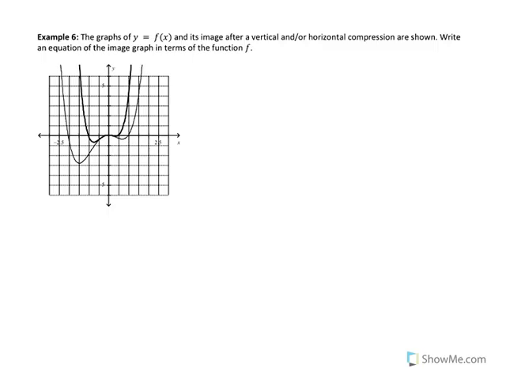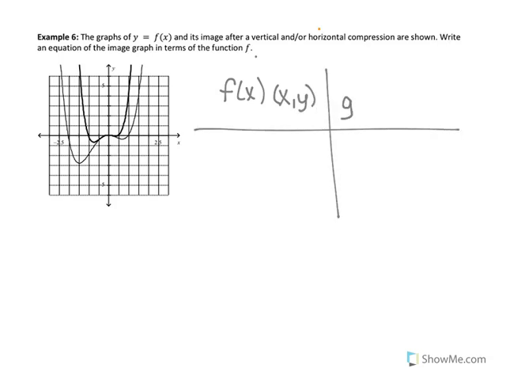Okay, last one, determining an equation after a transformation. So this is for a transformation that has only had compressions or stretches. So let's start by figuring out points that are the same on both graphs. We'll call it g of x. And the point that we look for on g of x is x over b and a times y.